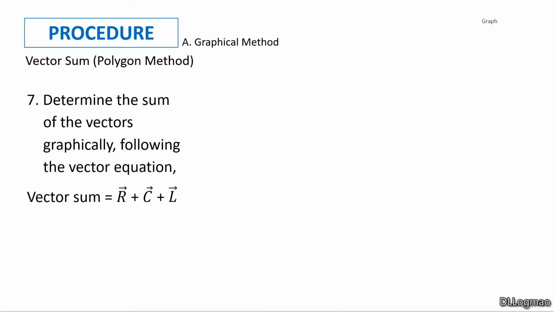Determine the sum of the vectors graphically. Polygon method. Following the vector equation, vector sum equals the right vector plus the center vector plus the left vector, using the graphing paper.